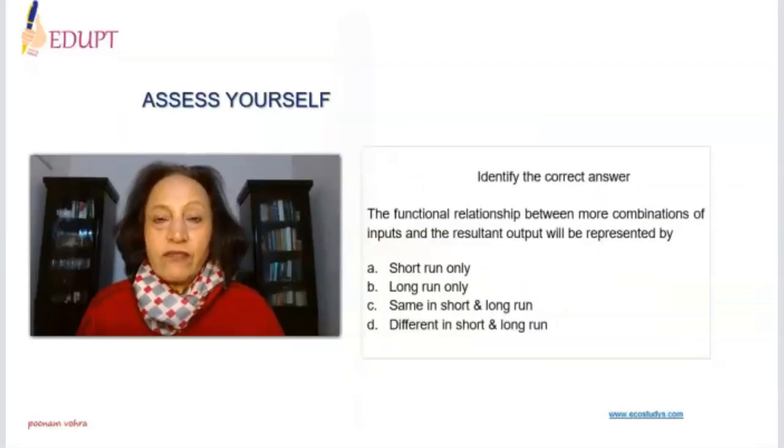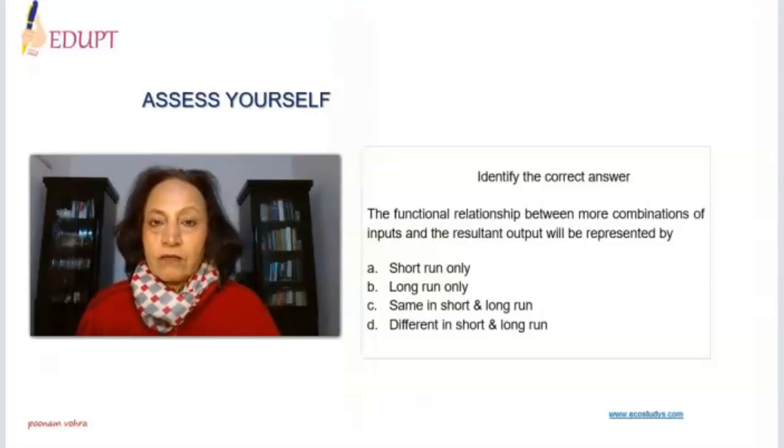Now assess yourself. You have been given 4 options. You need to identify the correct one. The statement is, the functional relationship between different combinations of inputs and output is represented by option A, short run only, B, long run only, C, same in short and long run, and D, different in short and long run.